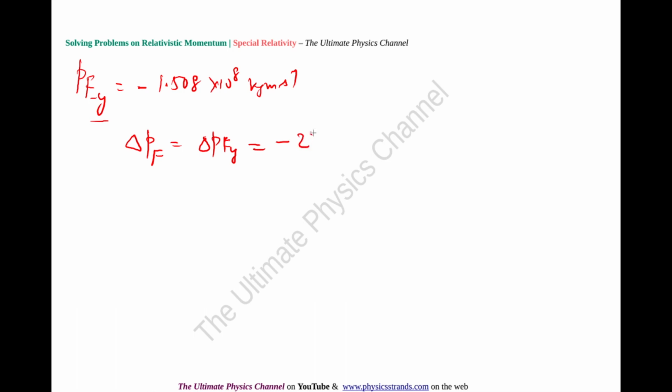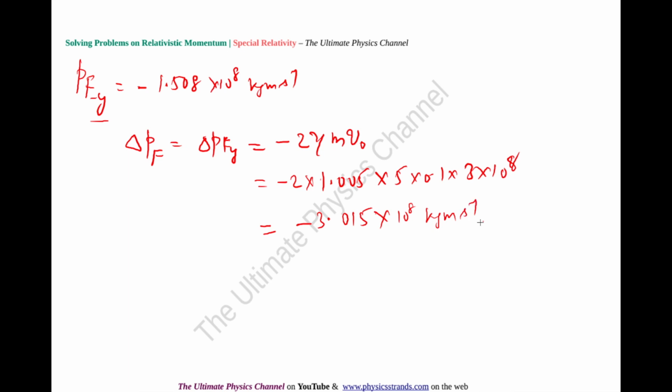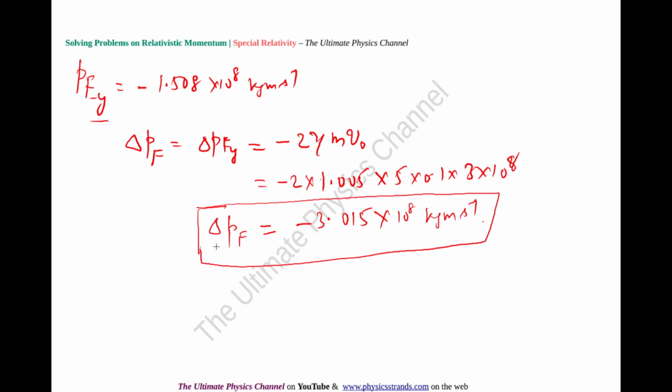minus 2 times gamma m v naught. In this case, that is going to be minus 2 times what we have already calculated for gamma m v naught, that is 1.508. But if you use gamma directly, 1.005 times 5 into 0.1 into 3 into 10 power 8, if you use the expression directly, then we end up getting minus 3.015 into 10 power 8 kg meters per second. This is the value we get for the change in momentum of the rebounded sphere for Frank in his frame of reference, right?